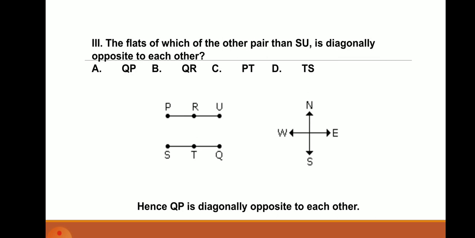Next, the flats of which other pair than S U are diagonally opposite to each other? Just like S and U flats, P and Q flats are also diagonally opposite flats. So this is the question asked, which two flats are diagonally opposite? Q P is the option here, that is option A, which is correct. Those two are also diagonally opposite flats.